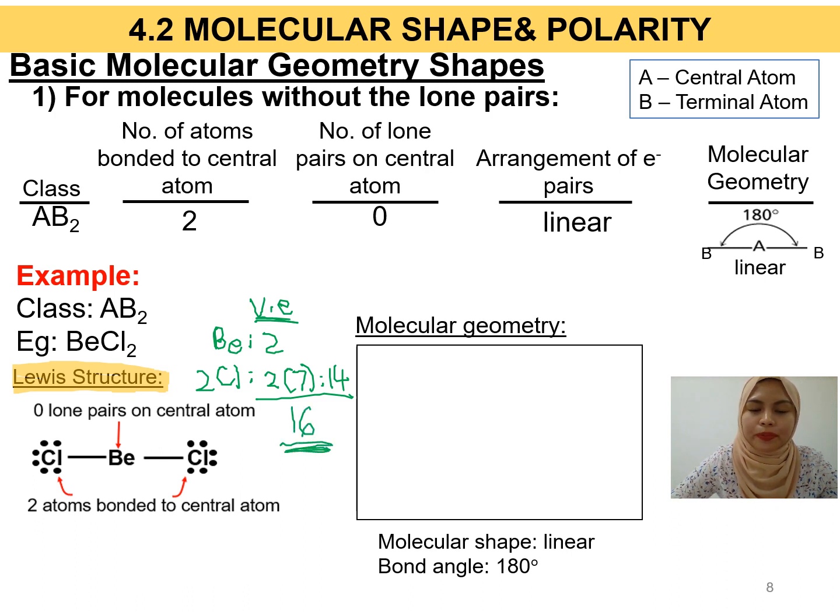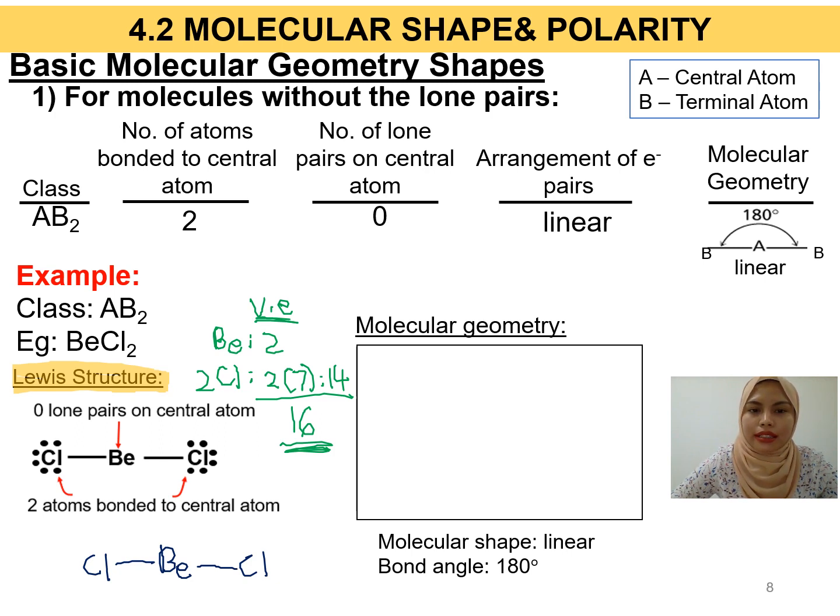So you need to know that BeCl2 has a total of 16 valence electrons that will be distributed along BeCl2. Okay. The next thing that you can do is draw the skeletal diagram for BeCl2, where Be will be the central atom and Cl will be the terminal atoms. Okay, so you can connect the central atom and terminal atoms with a single bond.